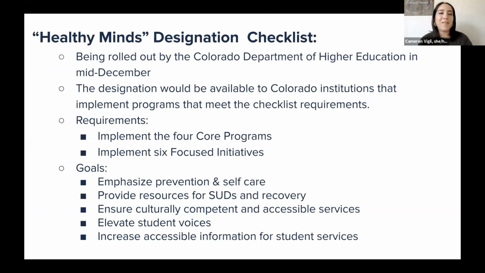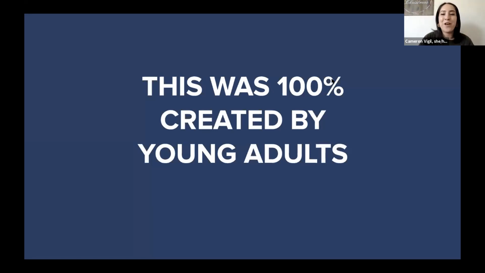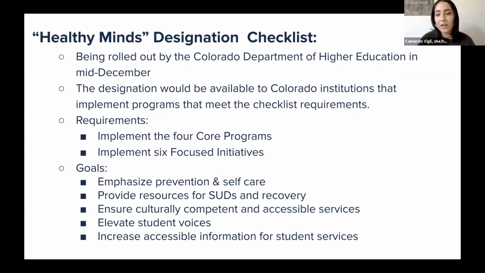So we have something that we've been working on called the Healthy Minds Designation Checklist, and I'm so excited to share information about this. As a little background information, I'm going to go to the next slide real quick and I'll come back to this, but this checklist was 100% created by young adults, and mostly young adults that have been in our programming. So this checklist kind of stemmed organically from our young adults and their experiences. As I mentioned at the earlier time of our webinar, we got specific funding to work directly on mental health advocacy and policy changes at the institutional level.